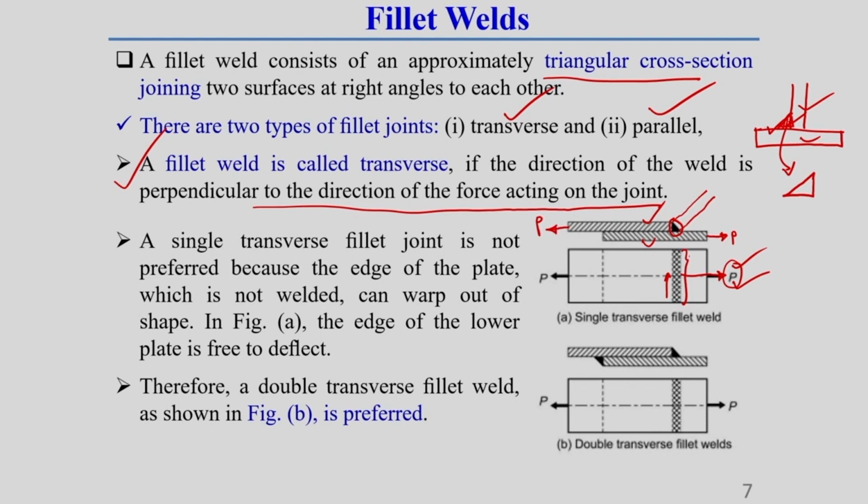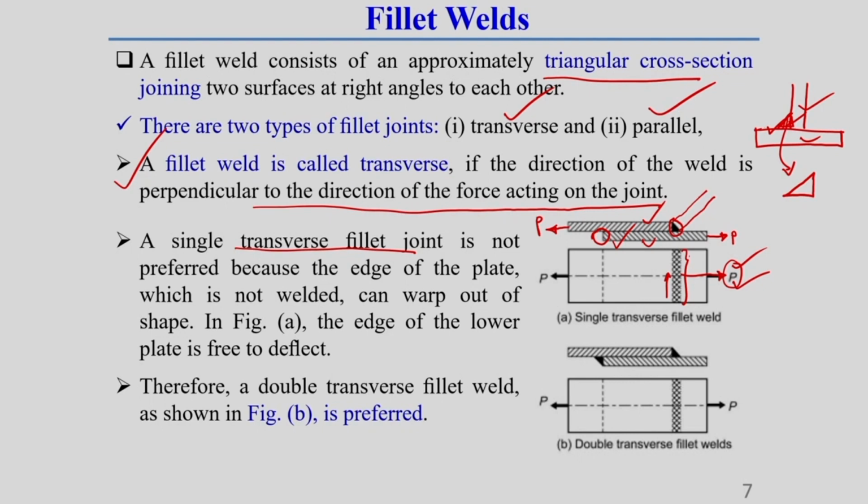Once this fillet is done on one side only, it is called a single fillet, and depending upon the loading condition, it is called a single transverse fillet joint. This single transverse fillet joint is generally not preferable, because the edge of the plate which is not welded, you see this lower plate, this edge is generally not welded here.